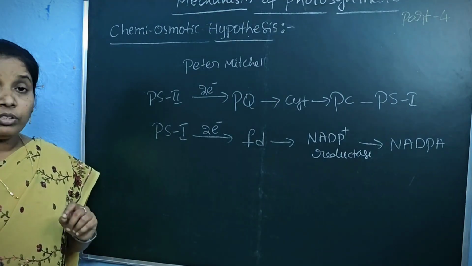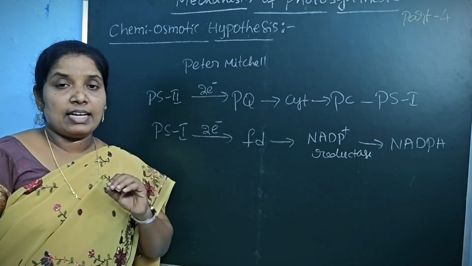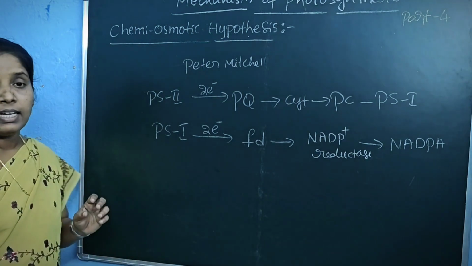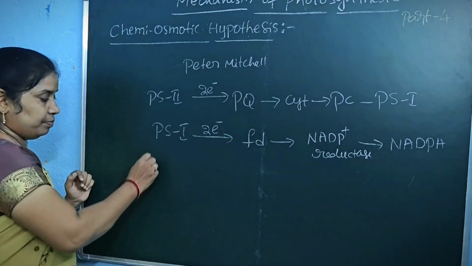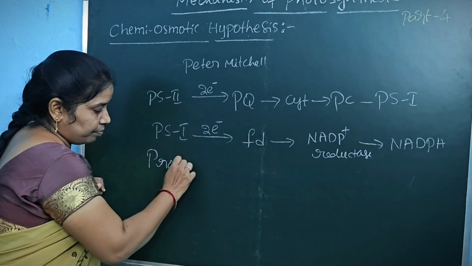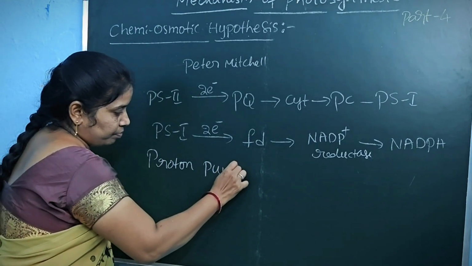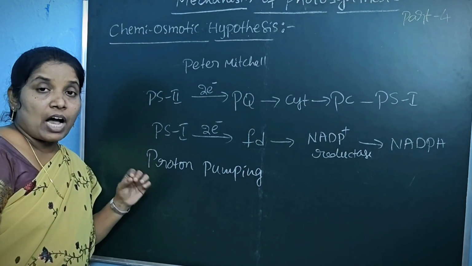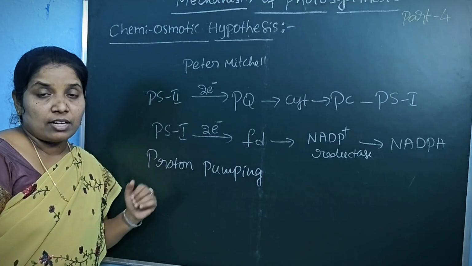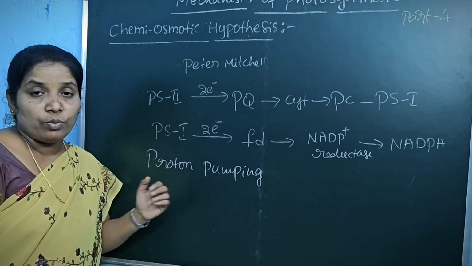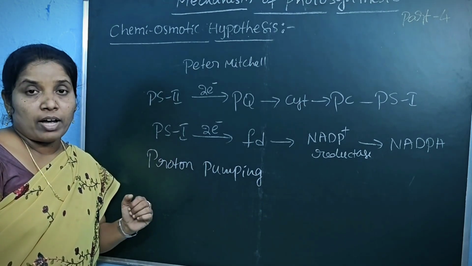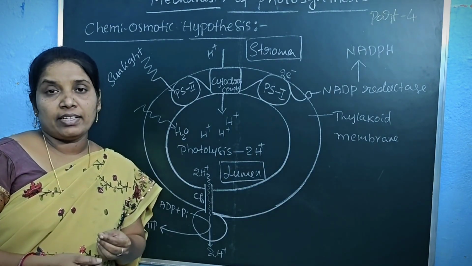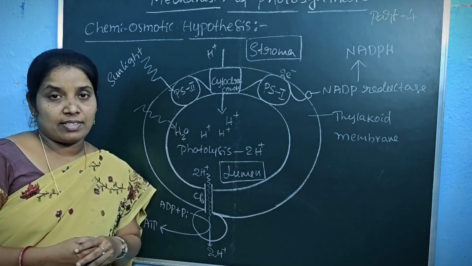Let's see how the energy is released. Energy is released in the form of protons. So let's see the proton pumping. Let's see how the protons are generated in the electron transport, how they accumulate in the lumen, how they come back to the stroma. Let's see in detail how the proton gradient facilitates ATP synthesis.